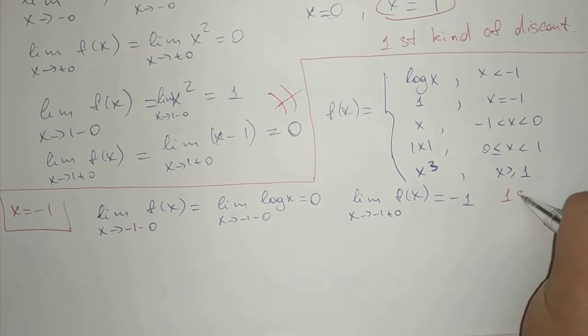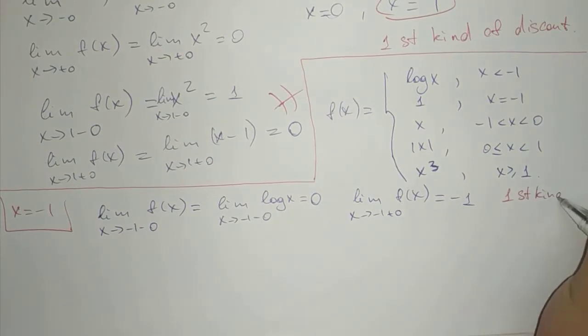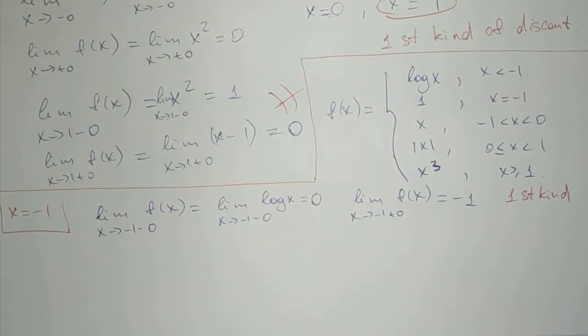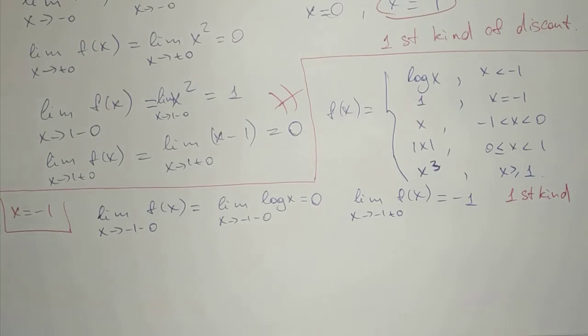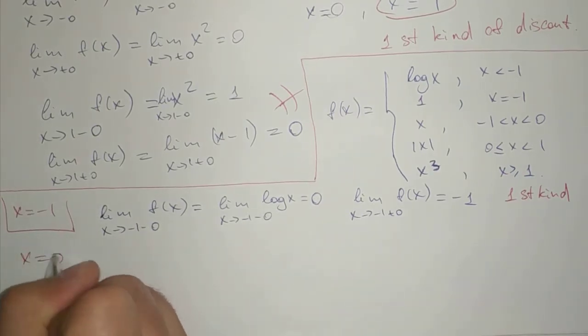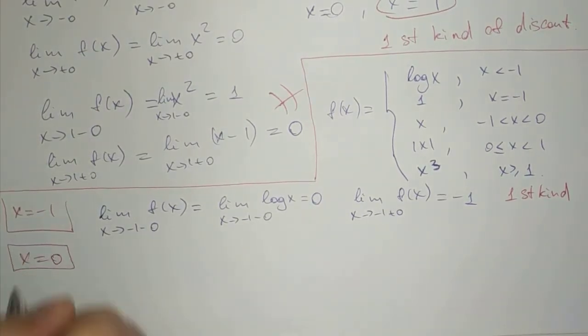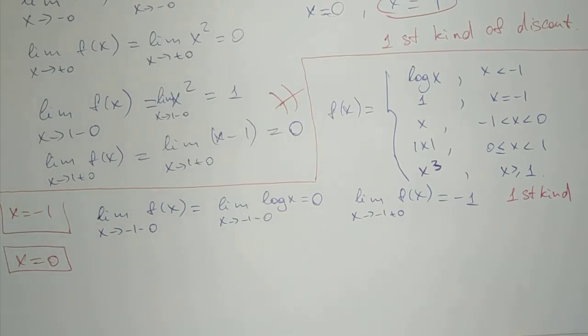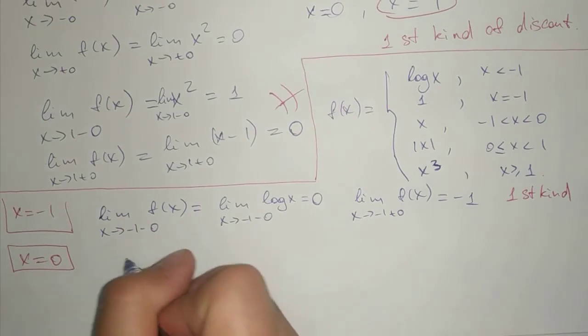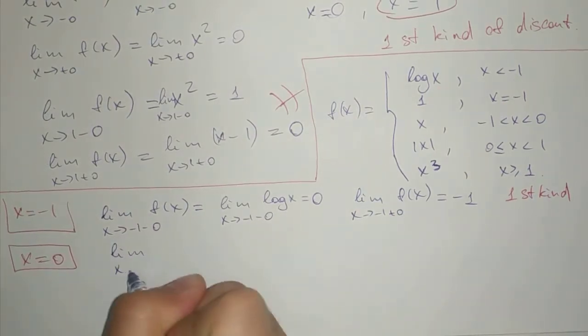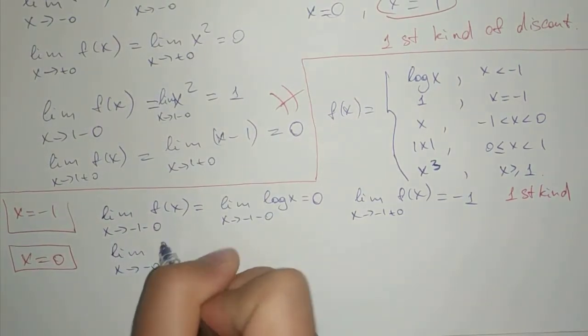I will write just first kind. It means this is a point of discontinuity of the first kind. Now the next point, it is 0. X is 0. So here again, one-sided limits, we need to find the limit as x tends to -0 of f of x.